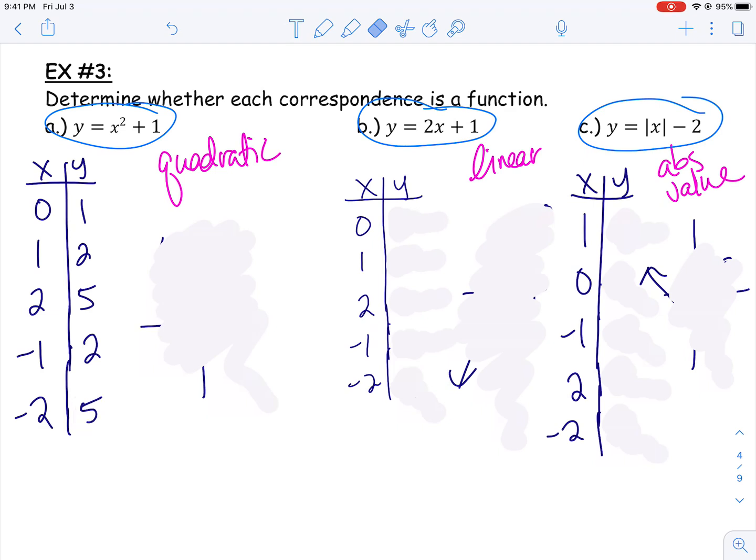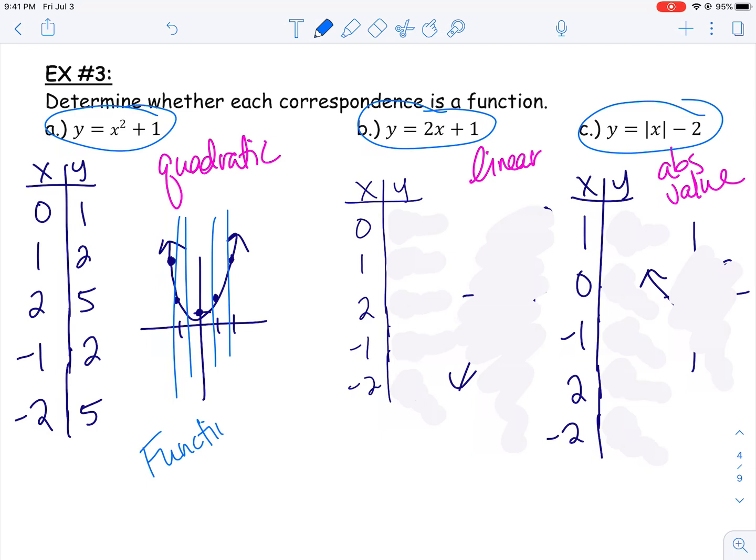And then what I can do, after I have a couple of different points, is I can start to plot these points. I can plot the point (0, 1), the point (1, 2), (2, 5), (-1, 2), and (-2, 5). And so my graph's kind of sloppy, but it looks something like this. And so I know that if I draw a vertical line on this graph, no matter where I draw that vertical line, it's only going to touch it once. So this would be an example of a function. Any quadratic is actually a function. So anytime you see an x squared, we know that it's going to be a function. Whether it opens up or down, that vertical line is still only going to touch that graph once.